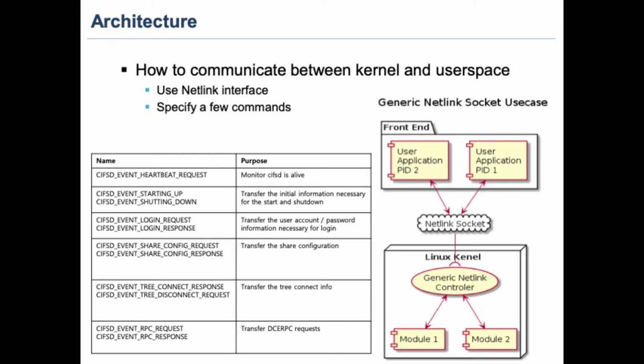How does cifsd communicate between kernel and user space? cifsd uses a Netlink interface. Netlink is used to transfer information between the kernel and a user space process. It consists of a standard socket-based interface for user space processes and a kernel API. We specify a few command sets to transfer data between cifsd and the cifsd daemon.